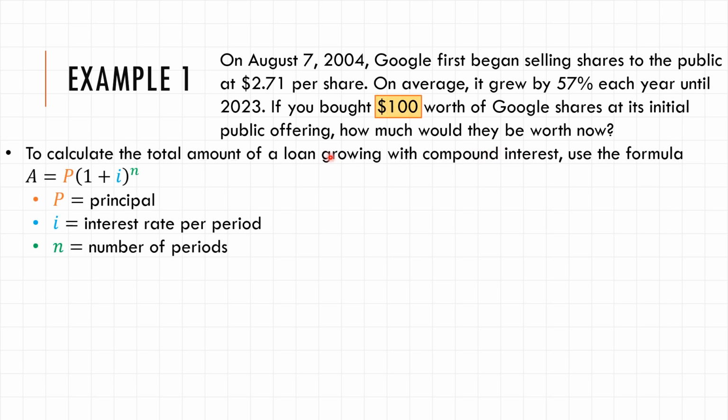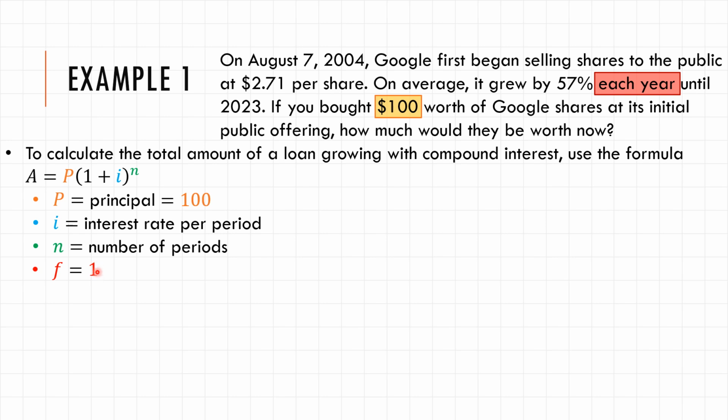So if we want to calculate the total amount of a loan or an investment that's growing with compound interest, remember we're going to use this formula here, okay? So P is the principal, that's $100. That's how much you invested in 2004. But if I want to find out the interest rate per period, I know that it grew 57% each year. So the frequency is 1. The frequency is there's one period each year because we're only talking about annual growth here.